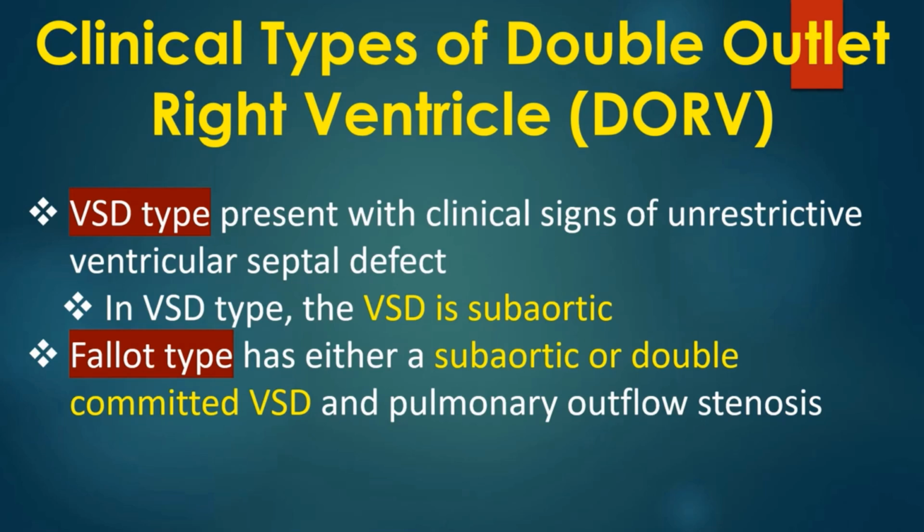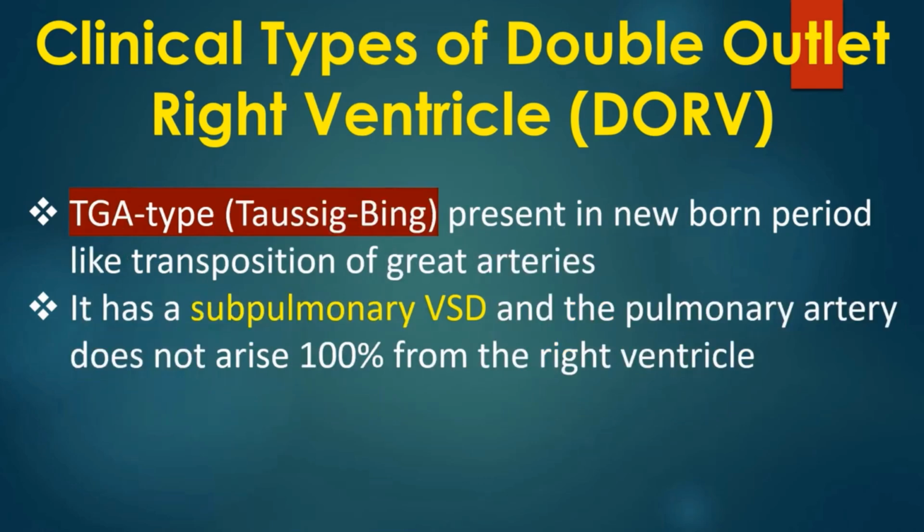Fallot type has either a subaortic or doubly committed VSD and pulmonary outflow stenosis. TGA type presents in newborn period like transposition of great arteries. It has a subpulmonary VSD and the pulmonary artery does not arise 100% from the right ventricle.